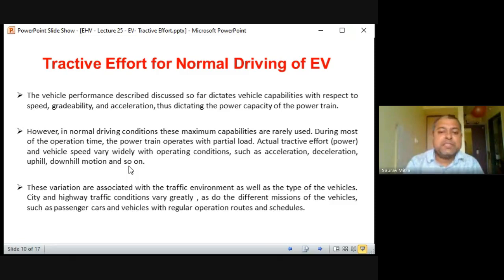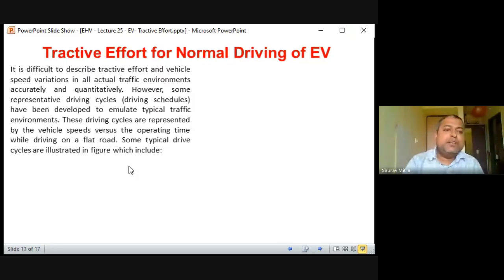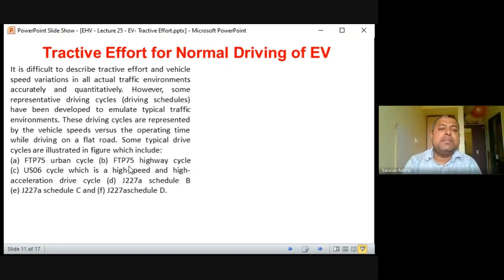So as do the different missions of the vehicles, such as passenger cars, vehicles with regular operation, and other schedules. So what you're finding is the tractive effort for normal driving EV. Okay, so these are some of the different schedules: urban cycle, highway cycle, and US06. So these are different cycles that we have taken as a case here.